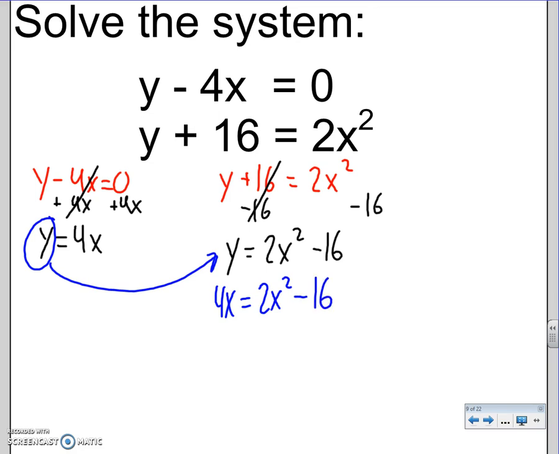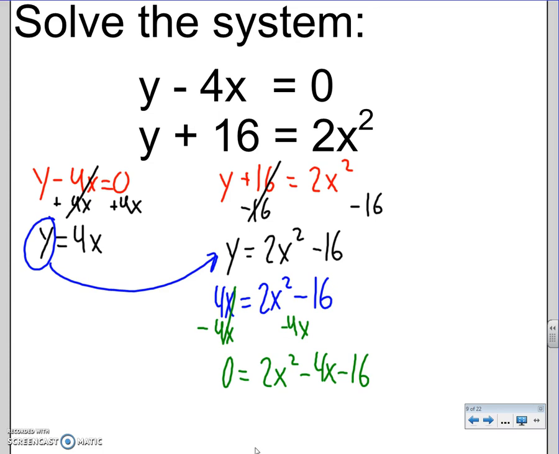Now it's just algebra to solve. This is a quadratic. For quadratics, you must use standard form. So that means I need 0 on one side. I'll move everything to the side where the x squared is. So subtract 4x from both sides. I have 0 equals 2x squared minus 4x minus 16.